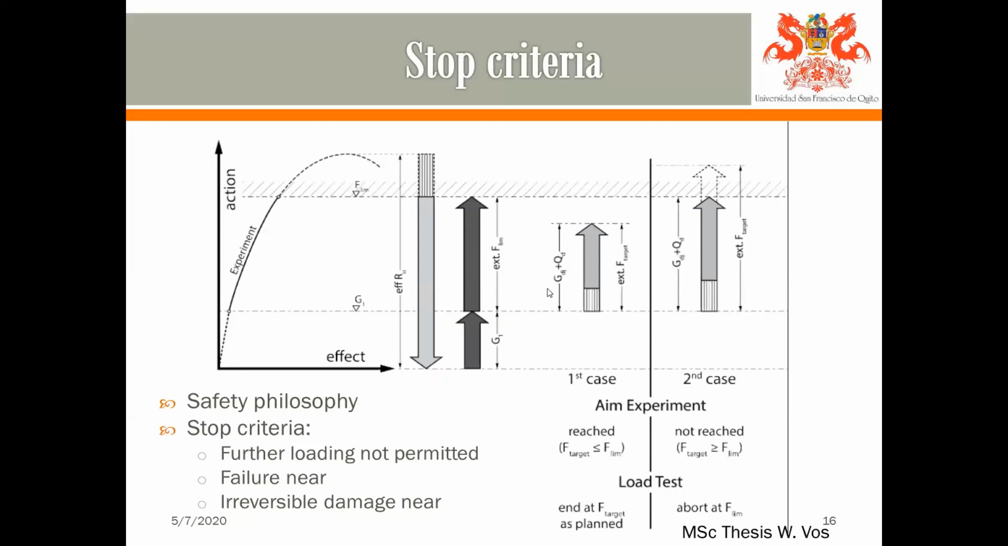But in the other case, where our target load is larger than the load at which we reach the stop criterion, then unfortunately we have to stop the test at the point where we reach the load that corresponds to exceeding of a stop criterion. And in that case, we have to further analyze the results. It may be that the bridge or the building still fulfills the code requirements at a lower load level. So we may, for example, for a bridge, need to post a bridge. For a building, we may need to put restrictions on usage or occupancy of the building.